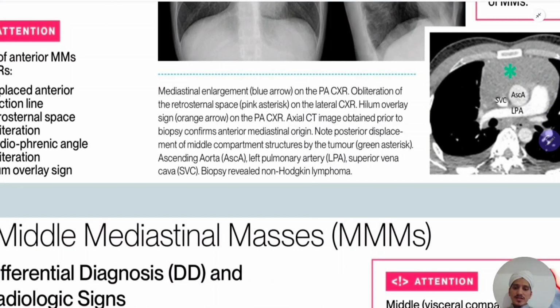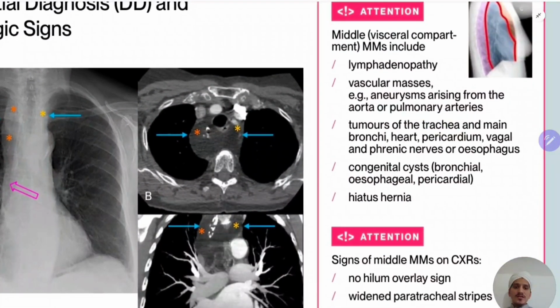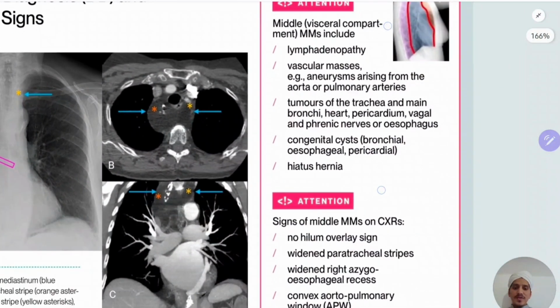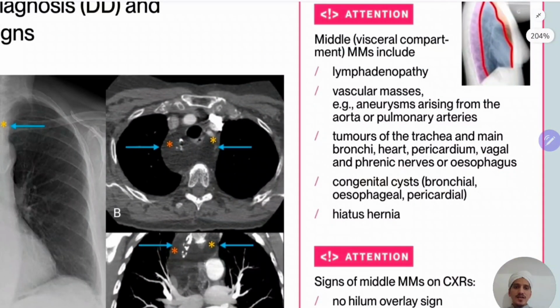Moving forwards, let's see about the middle mediastinal masses. As you know, in the middle mediastinal masses, first we'll read this. The causes are lymphadenopathy, most common, vascular like aneurysm from the aorta or pulmonary artery, congenital cyst, and hiatus hernia. These are the most common: 1, 2, 3, 4. Other things can be from the visceral structures of the middle mediastinum.